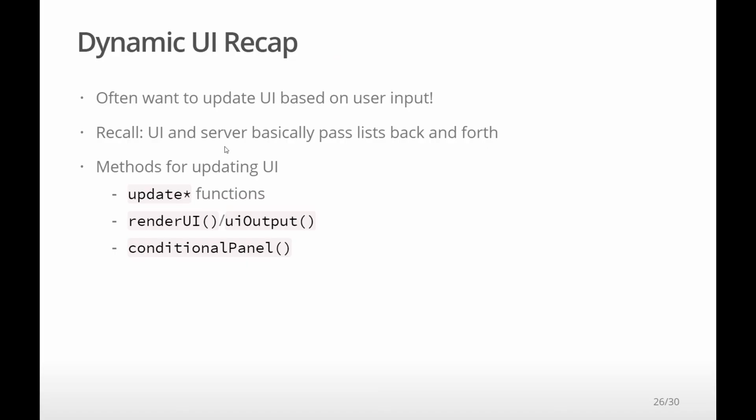All right, so we have these three different ways to dynamically change our UI. Our update star functions, which are really just a convenient way to update your widgets. Render UI and UI output, which is a really general way to create any kind of HTML that's dynamic. And then conditional panel, which based off of either a condition from your input or output can make different parts of the UI show up.